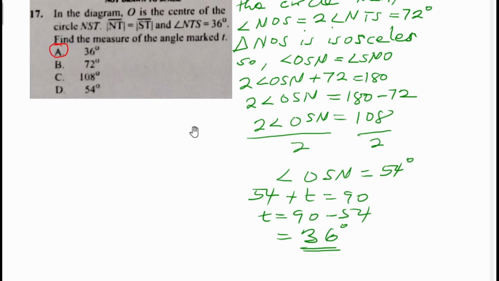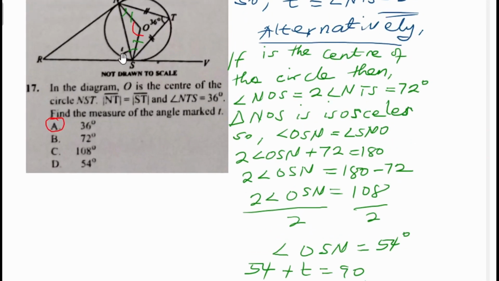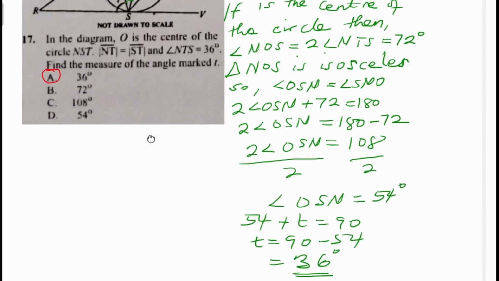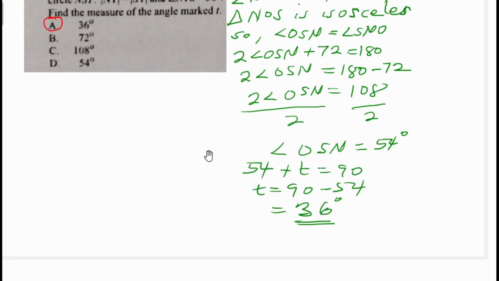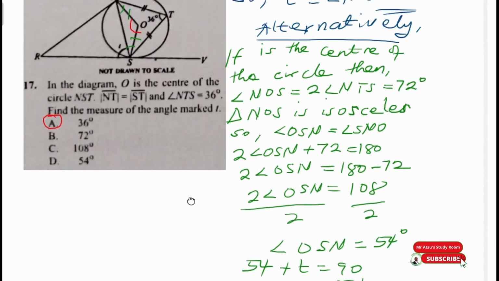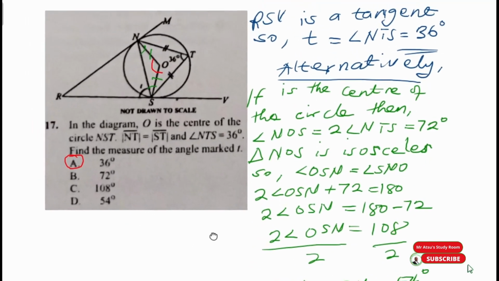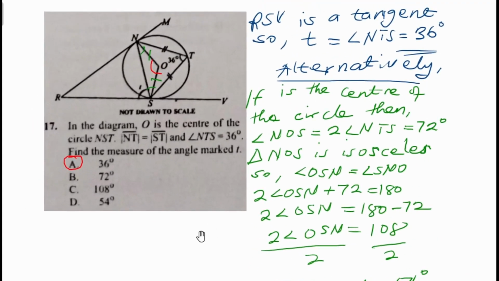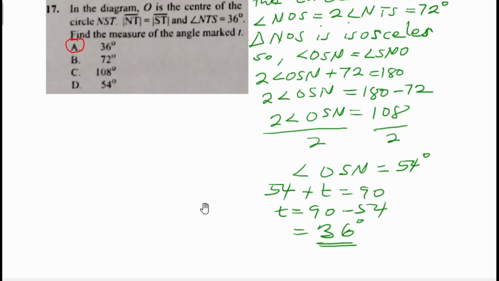Right, so these two, like I said, should be equal to 90 degrees. So if we know this to be 54, then 54 plus 36 will be equal to 90, which is the same as the very first one we got. So whichever one is okay for you, you choose that. Let's get on to the next question.